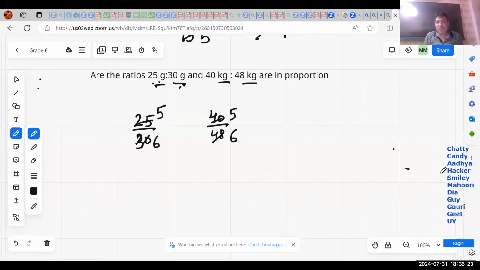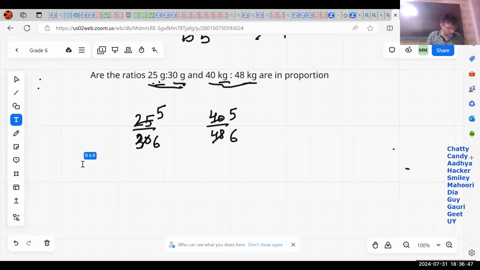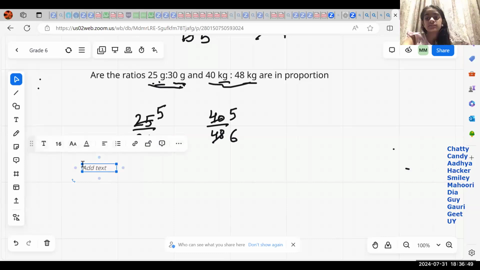Yes, Smiley, you are asking something? Yes, sir. They are in kg, so I converted them into grams and then did it. There was no need, beta. There was no need to do that because these two are different ratios. So still the answer would have been the same. Yes, Chatty and Hacker understood. Yes, sir.